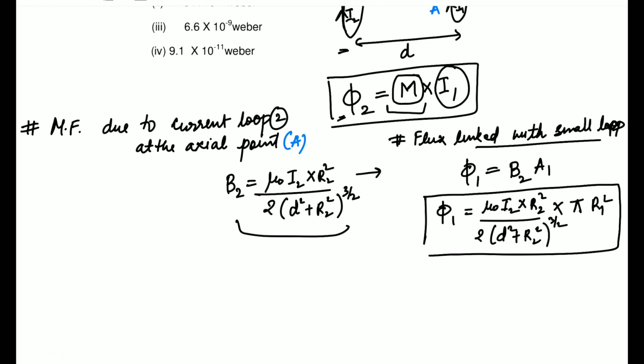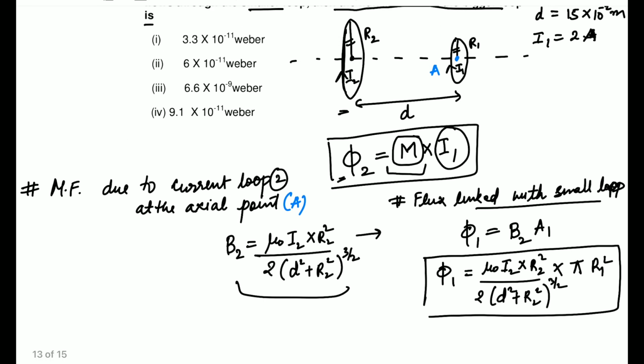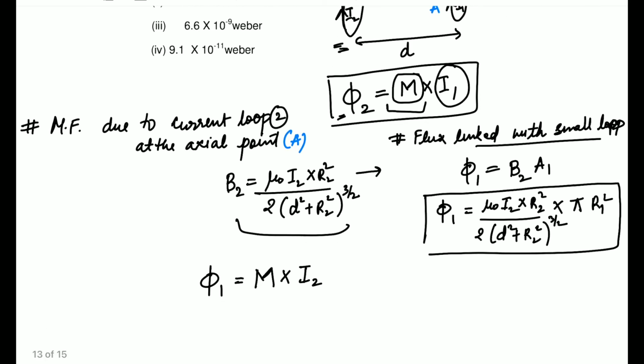Also, again, the same mutual induction formula, I can use it here. Now what is the concept here? Because of this I2 current flowing through your second loop, there will be some flux change through the first loop, and that we can simply find out. So the flux in your first loop because of the current flowing through your second loop will be equal to the mutual inductance, the same mutual inductance, multiplied by the current flowing through your neighboring loop, that is your bigger loop, right? Is that a yes or no?